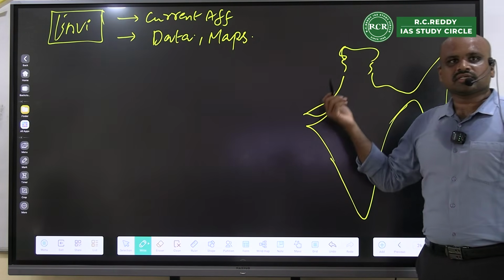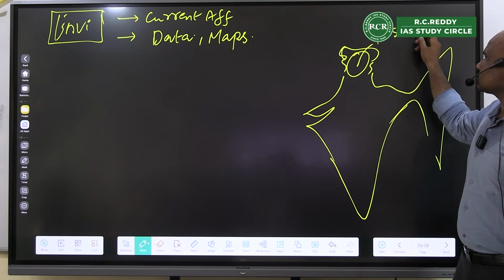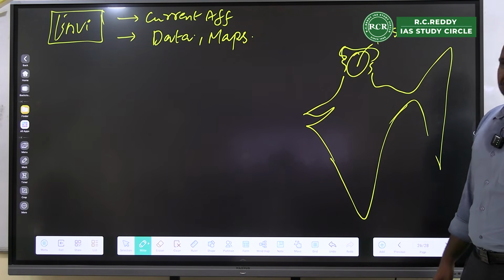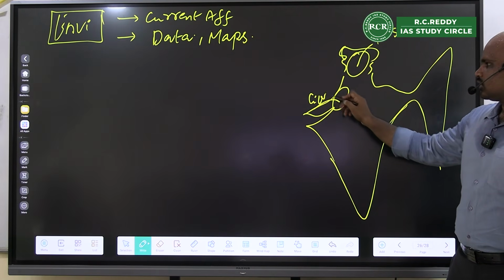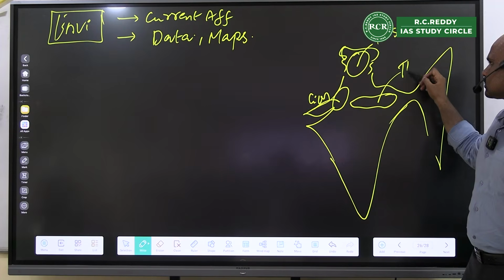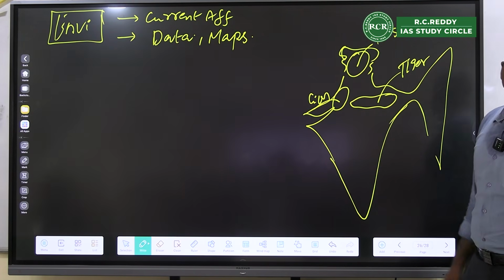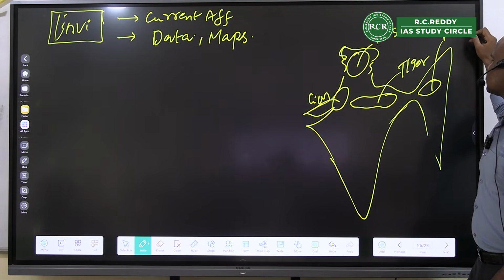Show some examples. What is the endemic species here? Kashmiri stag. Yes. Now what is some species here? Lion. Right. What is some important species here? Tiger. What is some endemic species or some important species here? Rhino.